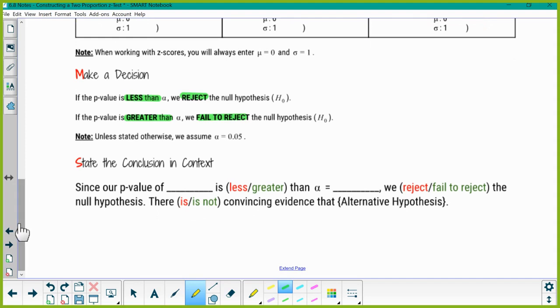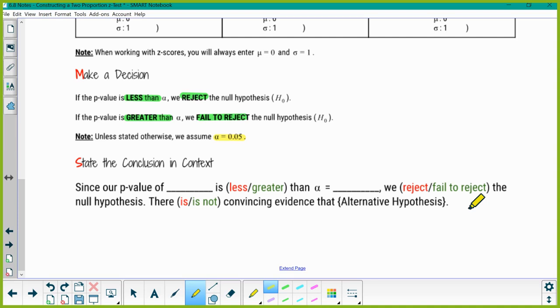State the conclusion in context. It is going to be exactly the same, since our p-value is whatever it is, less than or greater than alpha. Typically, we assume alpha to be 0.05 unless we are told otherwise. We reject or we fail to reject the null hypothesis. There is or is not convincing evidence that whatever the alternative hypothesis is stating, that one is greater than the other or one is less than the other, or that there's no difference in the two. Plug in the context just to satisfy that checkbox for an AP exam for your response.